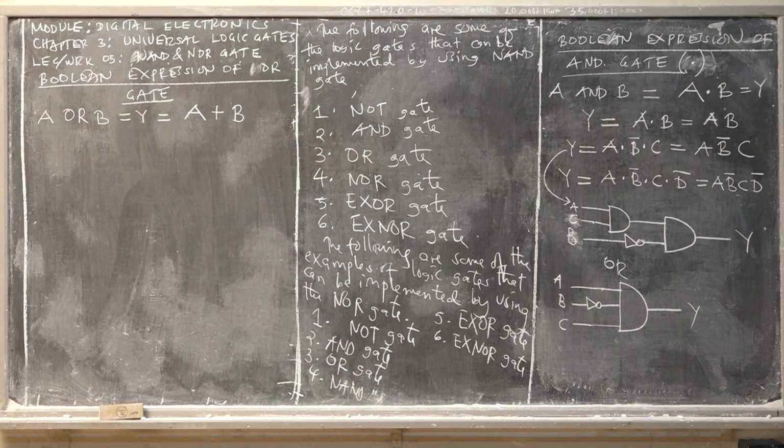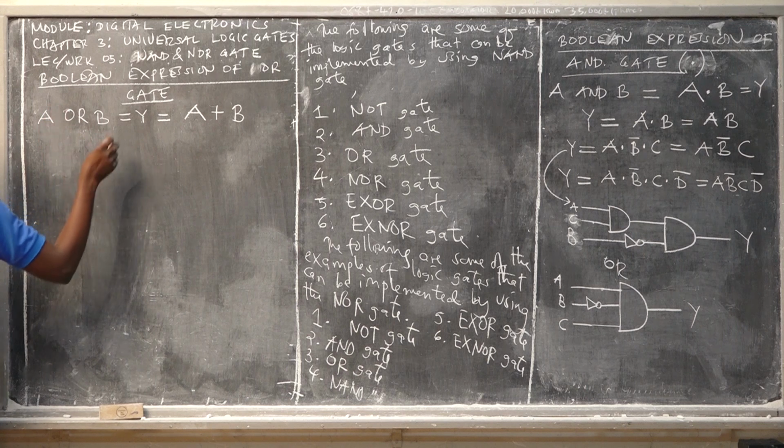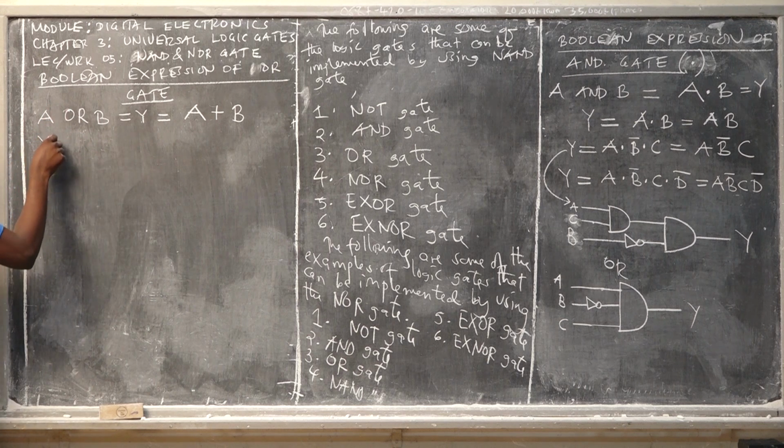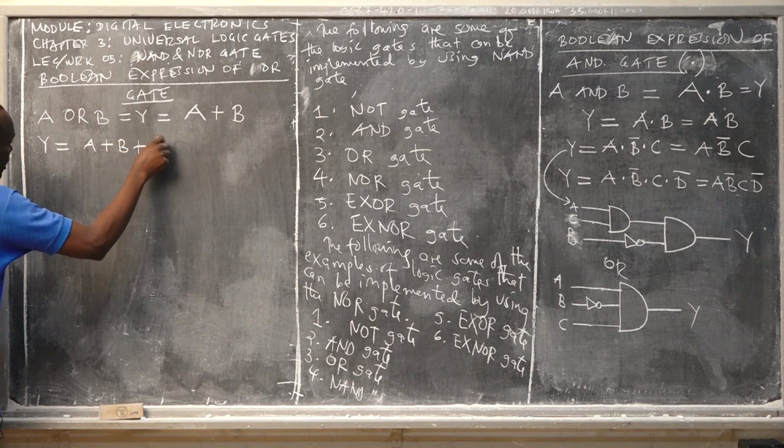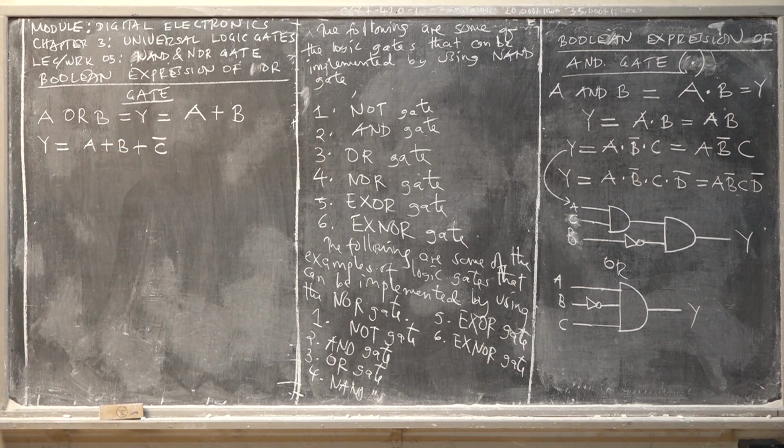Okay? For that case, we should not leave it out. For the dot, we can leave it out. We may write the dot or we may not write it. But for the OR, we have to write it. So this is for the 2 inputs. If you have 3 inputs, then A plus B plus C NOT gate, or plus NOT gate C.